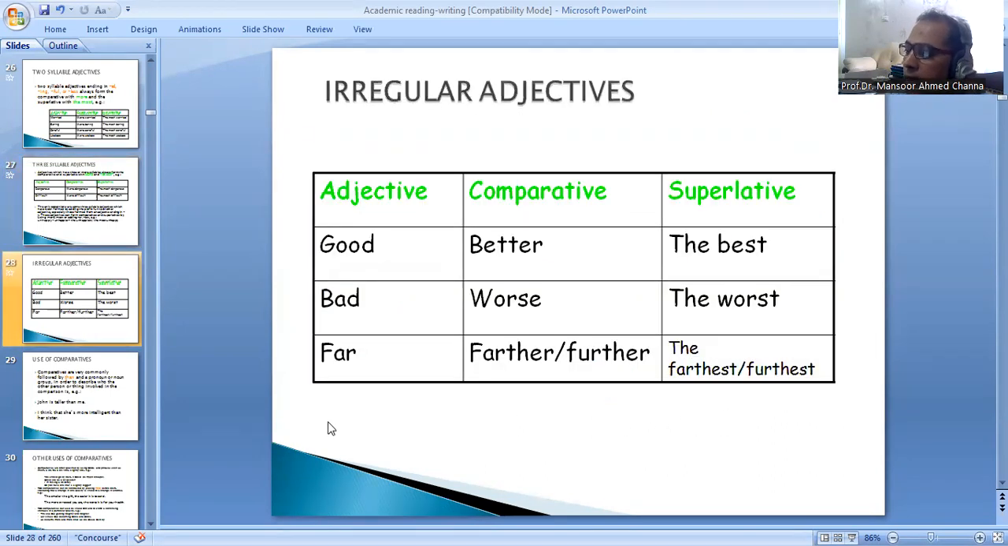Now, irregular adjectives. Irregular adjectives change from simple to comparative and comparative to superlative irregularly, so you need practice. For example, good, better, the best. Bad, worse, the worst. Far, farther or further, the farthest or the furthest.